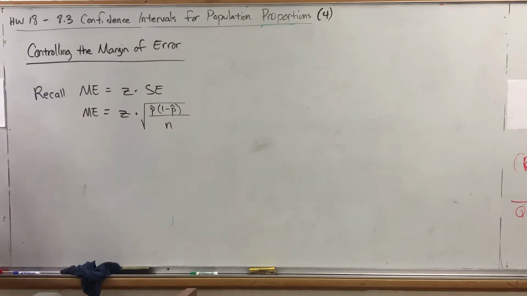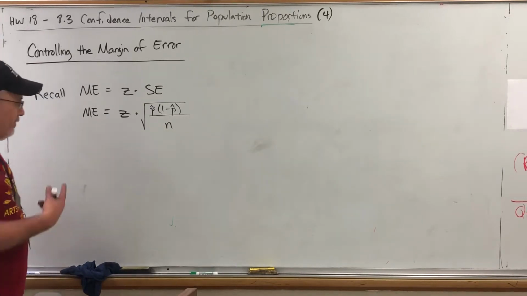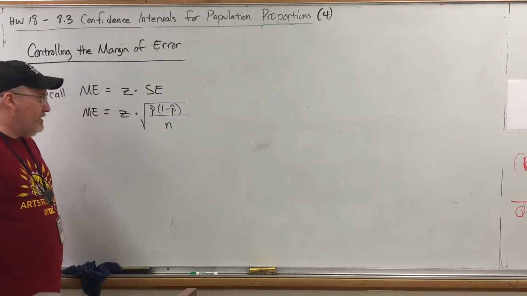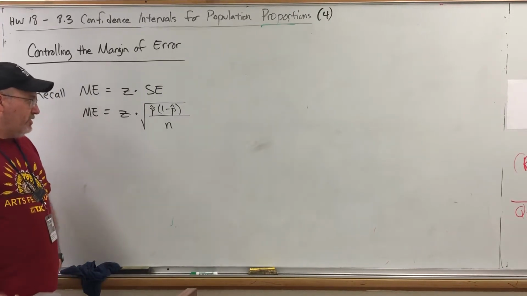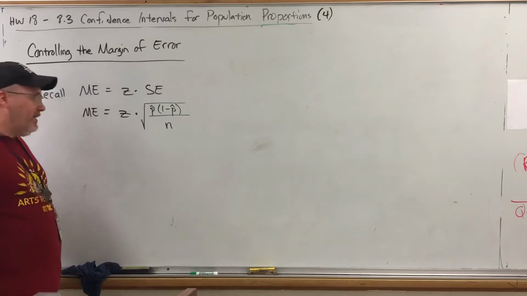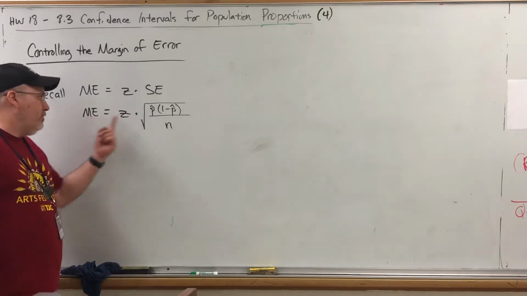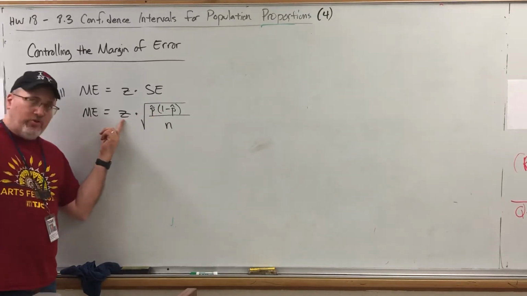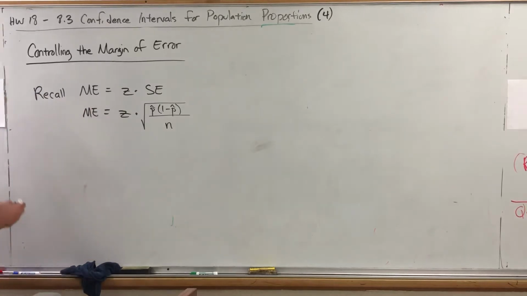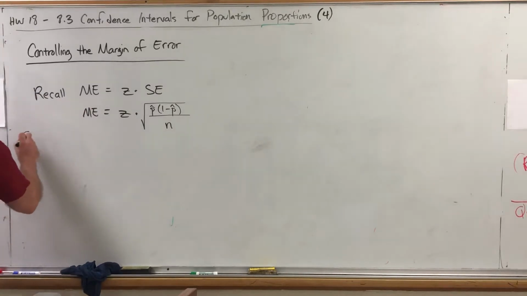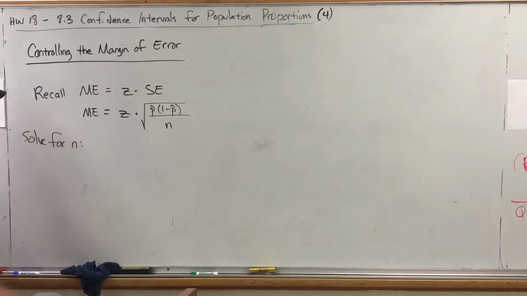So if we can do that, then why don't we solve this for n so that we can come up with a formula that says, here's how to calculate the sample size based on your margin of error, your p hat, and the z, which is a direct consequence of the confidence level. So let's solve this for n. I will not ask you to replicate what's about to happen, but as an algebraic exercise, it's not that bad.